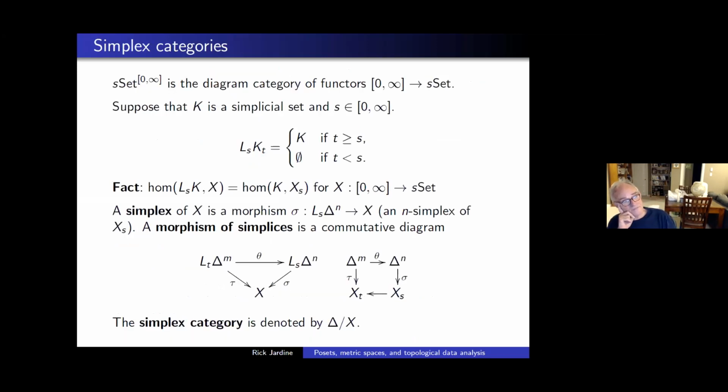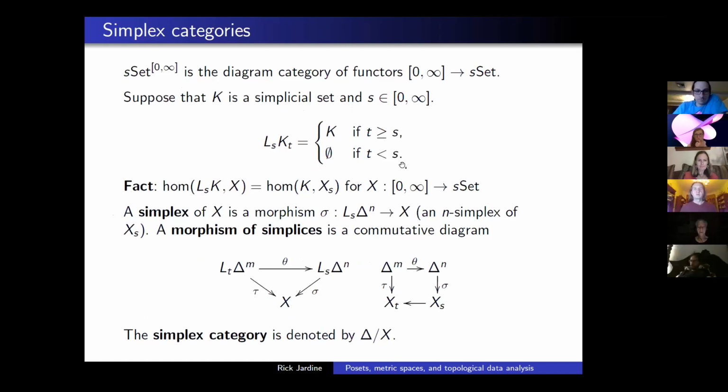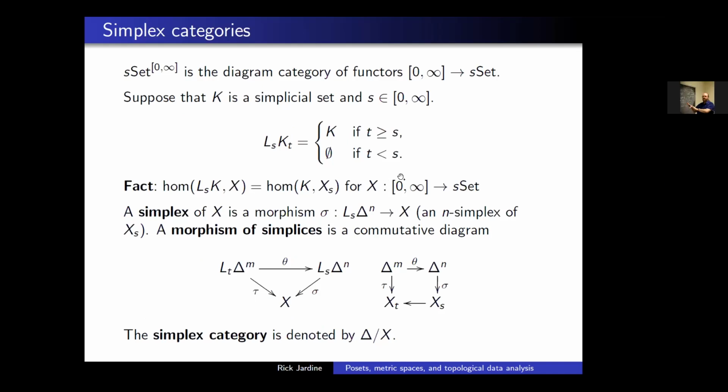Now, this will be looking a little more familiar. We have this diagram of functors from the poset of numbers between 0 and infinity to simplicial sets. Okay, these are just diagrams indexed by that particular poset. Now suppose that I give you a simplicial set K and an element S between 0 and infinity. Well, there's a representable object corresponding to that, which is, again, one of these diagrams, but it's specified to be K if T is greater than or equal to S, and it's just the empty set if T is less than S.